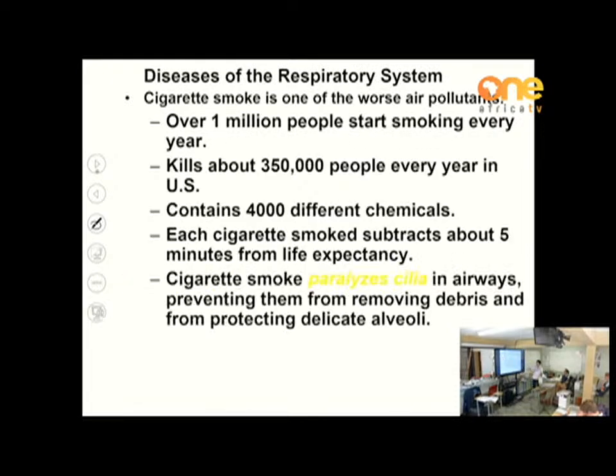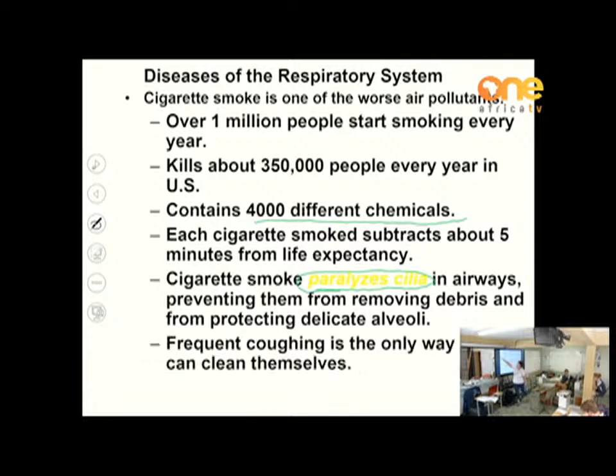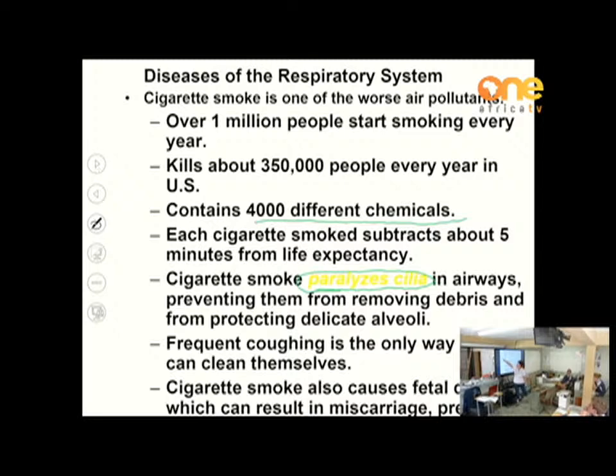Also, we add to those diseases, smoking. Smoking, we already know, has 4,000 different chemicals, but the cigarette smoke paralyzes the cilia in the airways. And that causes a lot of debris and a lot of pathogens to build up, and it does not move out. You need to cough it out. That's why we know this smoker's cough.